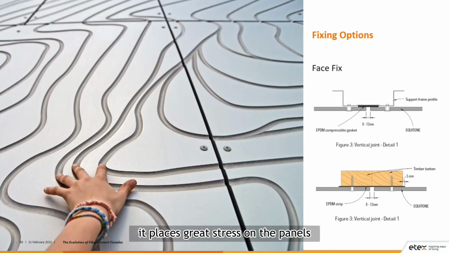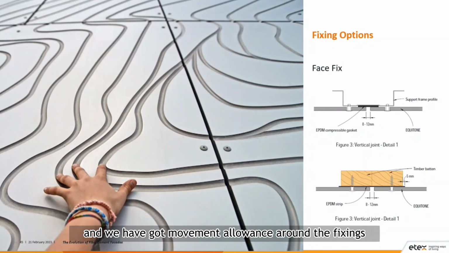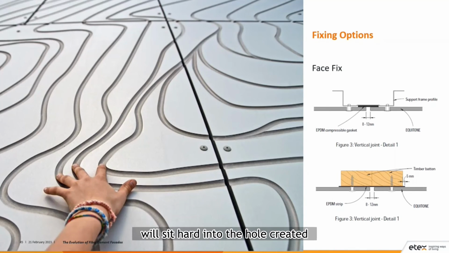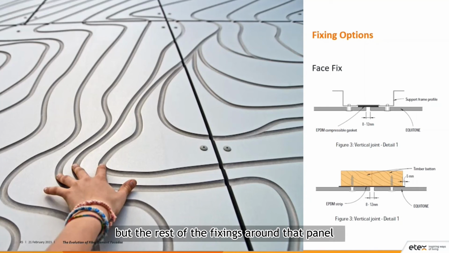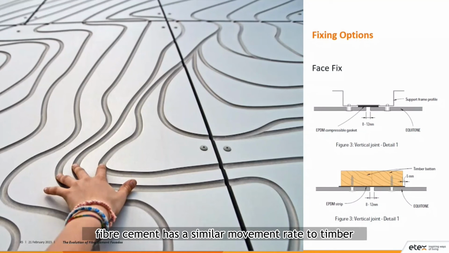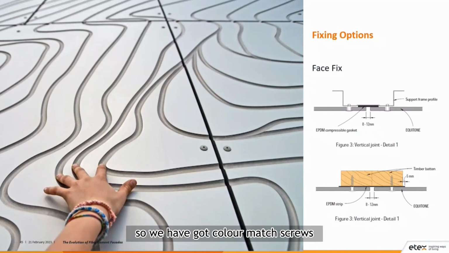It places great stress on the panels. So EQUITONE employs a color matched rivet, and we have got movement allowance around the fixings. Two fixings per panel will sit hard into the hole created, but the rest of the fixings around that panel will all have movement allowance in order to allow expansion and contraction around the fixing. That greatly reduces the risk of cracking of the panels. When it comes to timber, fibre cement has a similar movement rate to timber, so it's fine to screw fibre cement into timber. So we have got color matched screws for timber framing as well.